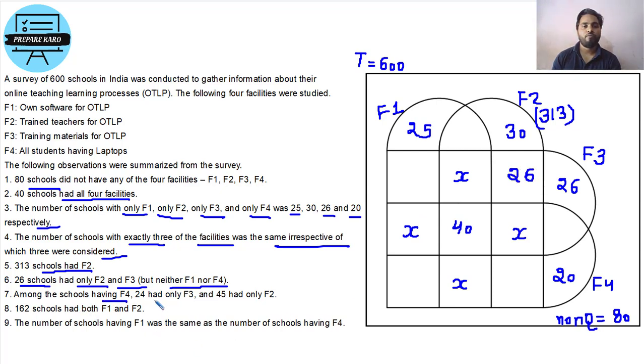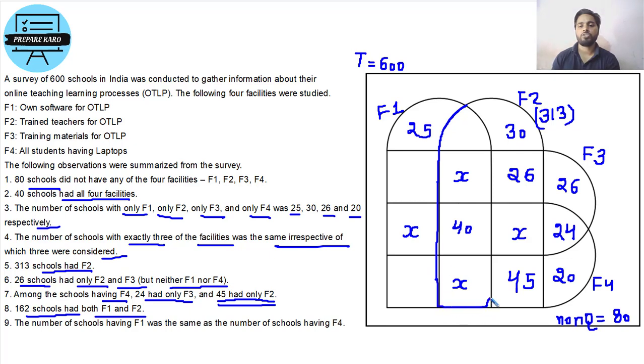Among the schools having F4, 24 had only F3. So this number is 24. Basically only F4 and F3 is 24. And in the same way, only F4 and F2 is 45. Okay. Next, 162 schools had both F1 and F2. Had both F1 and F2 is 162. That means this entire region is 162.